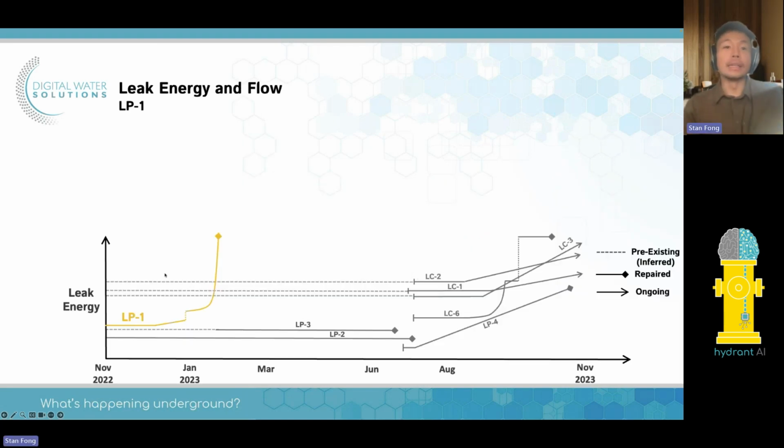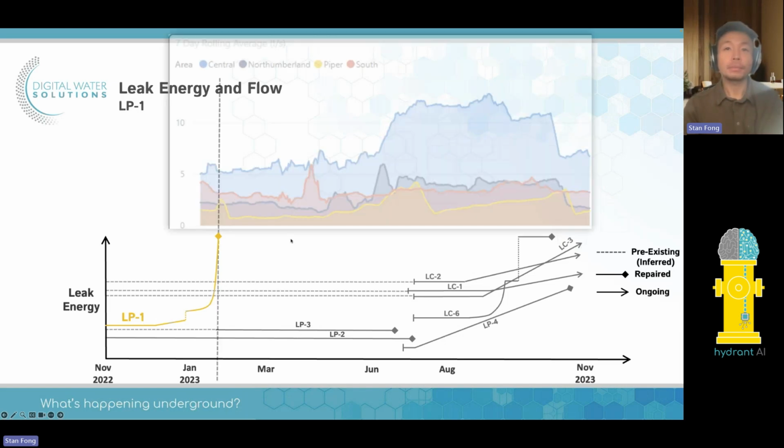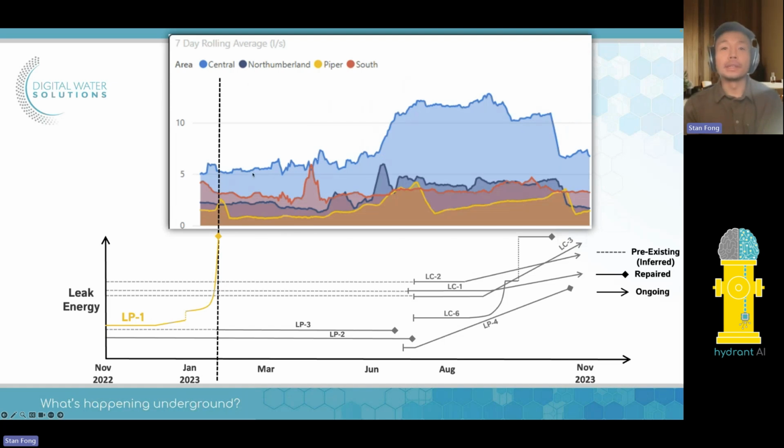Okay, so this is that leak energy, right? If I take that leak energy and I've grayed out all the other leaks that we've looked at right now and just focus on LP1, this is the TELOG data, and this is the 7-day rolling average of the overnight minimum flows. Piper is the yellow here, and you can see where the repair happens. Remember, this is a 7-day rolling average, so there's going to be a slight delay. You can see that drop. Here's that increase just a few days prior to that. So that's when they really start seeing it. And prior to that, there was no change in the flow.